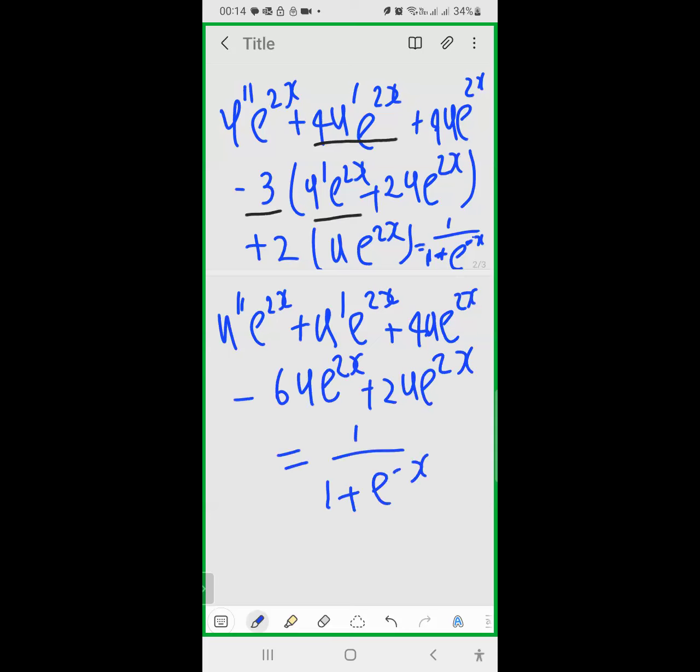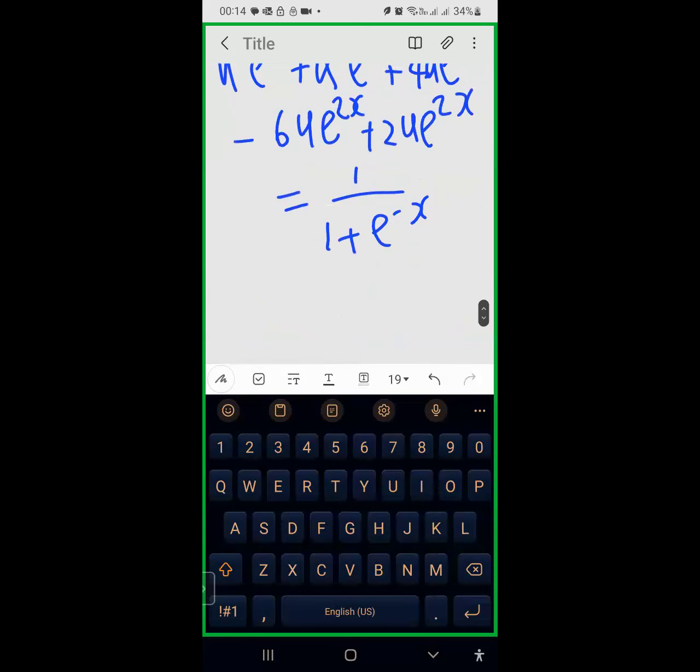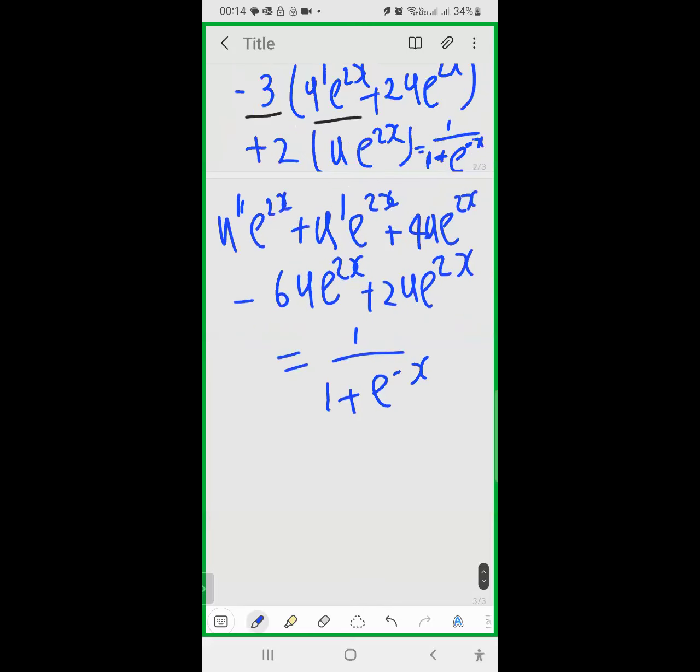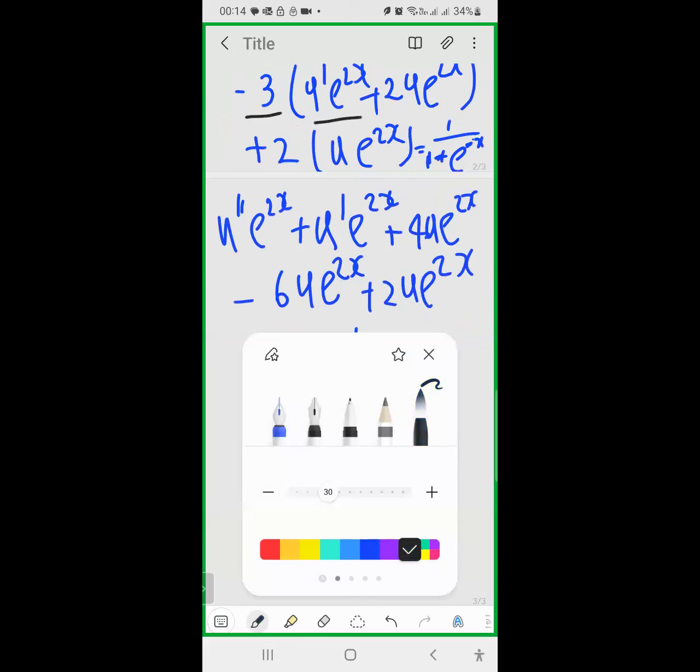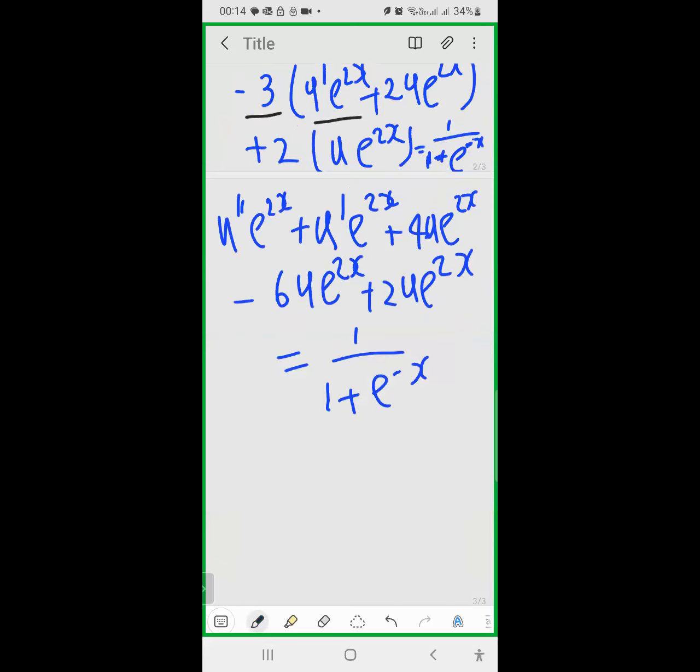Then from here, we can notice that for u, when we take minus 6u e to the power 2x plus 2u e to the power 2x, we get minus 4u e to the power 2x. So that will be 4u e to the power 2x minus 4u e to the power 2x, which is 0.